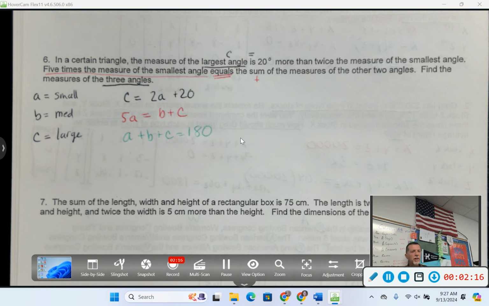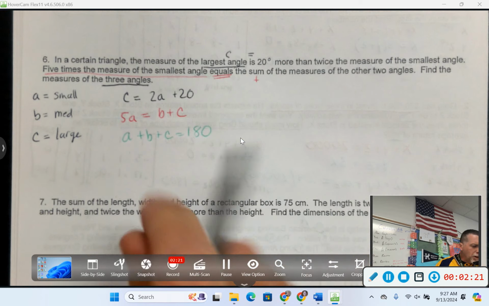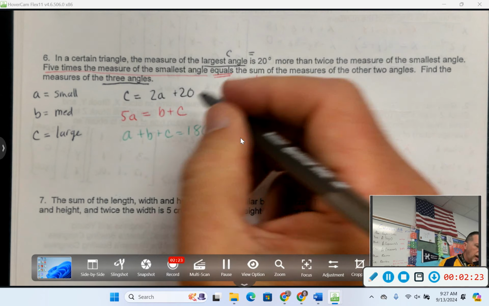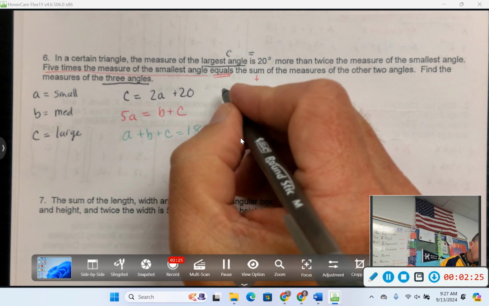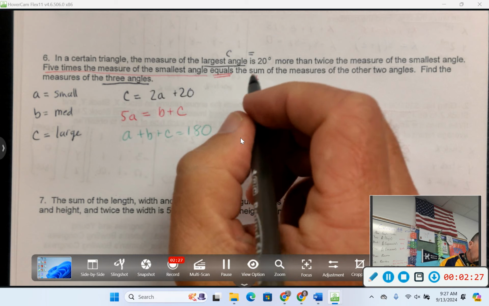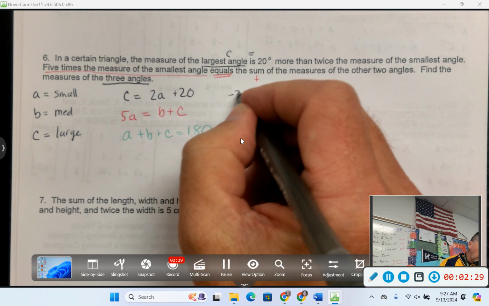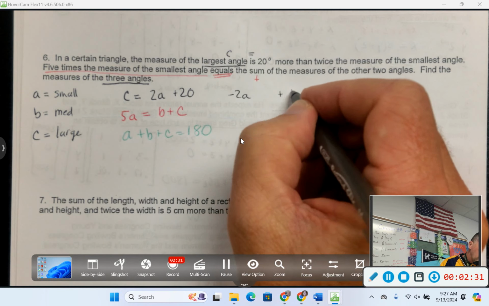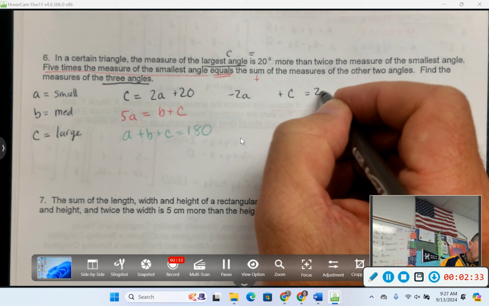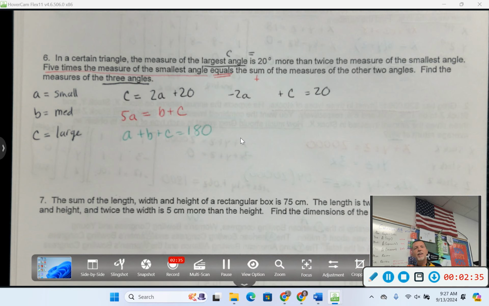Right, and then remember, we want to get that looking like a matrix. So some people will go straight from here to the matrix. I think I would move things around first. Let's see, and I want to put them in order. So I'm going to go negative 2A plus C equals 20. And I even put a space in there. Why did I leave a blank in there? Yeah, that's B. There aren't any B's, so I just left it blank.